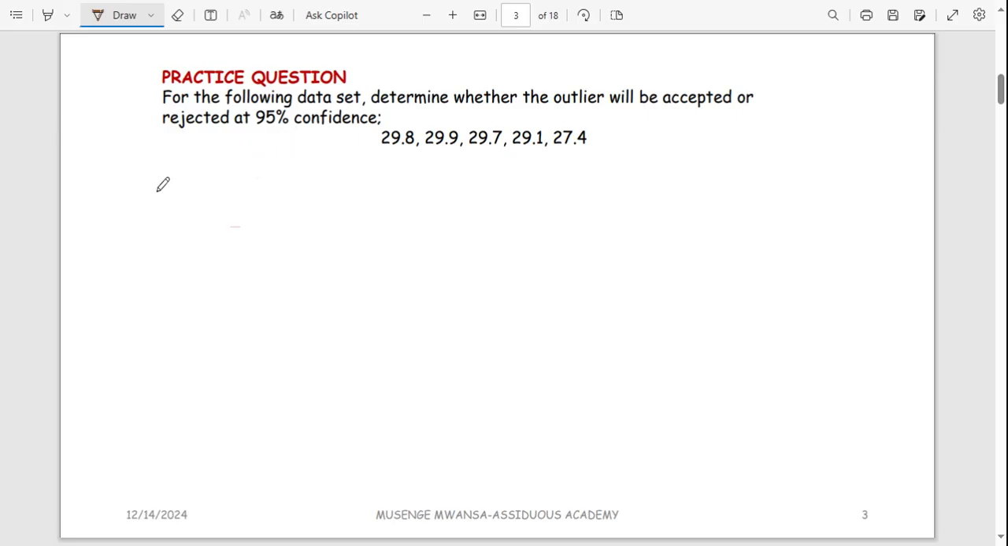So what is the first thing that we want to do for a G-test? The first thing is you want to determine the mean. And this is going to be a sample, as we said, not the entire population. So the sample mean is equal to the sum of all the values divided by how many they are. So here we have 29.8 plus 29.9 plus 29.7 plus 29.1 and then plus 27.4. You divide by how many there are.